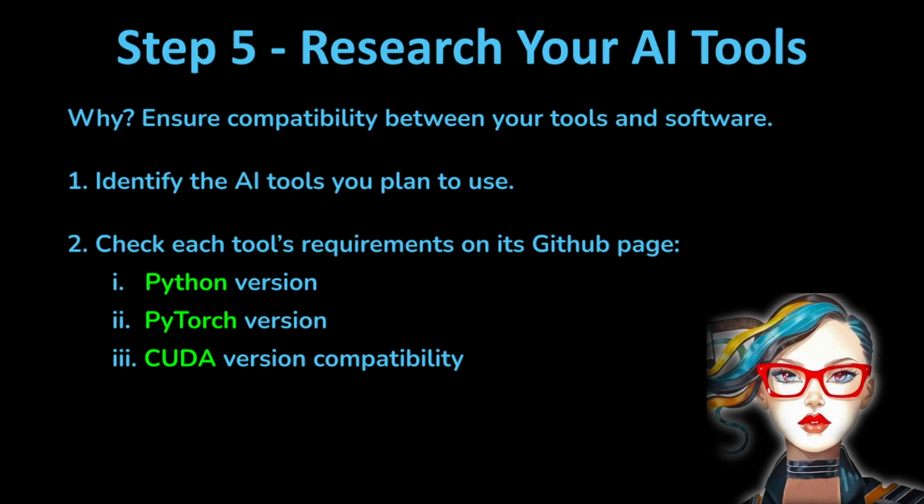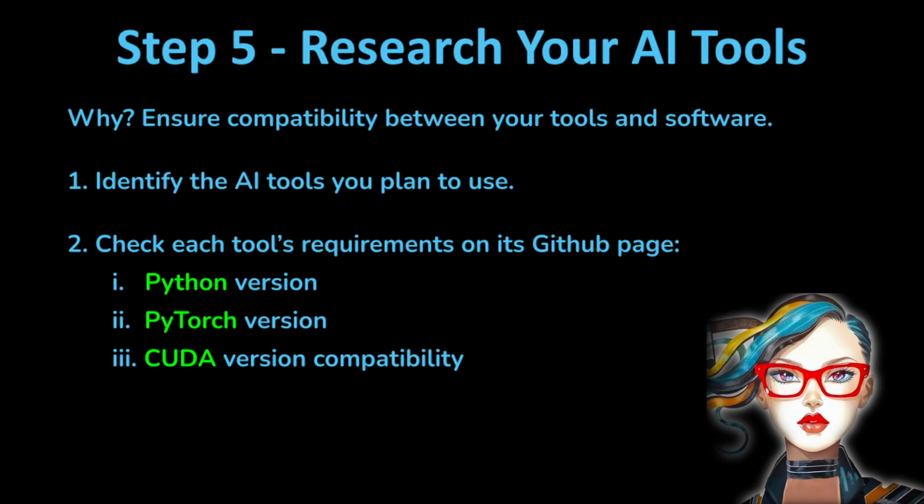So why do we care about something called Pytorch? Pytorch is an open source machine learning resource used in many AI tools. Your CUDA version must be compatible with your Pytorch version for these programs to work. And why do we need to know about our Python versions? That will be necessary when creating our virtual environments, which will be discussed in the next video.